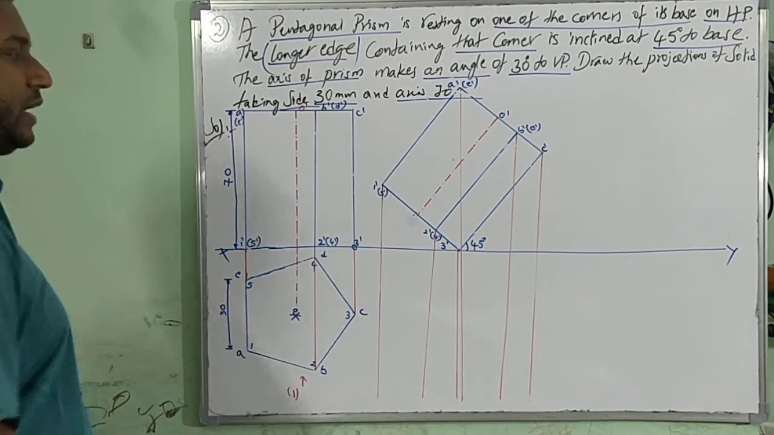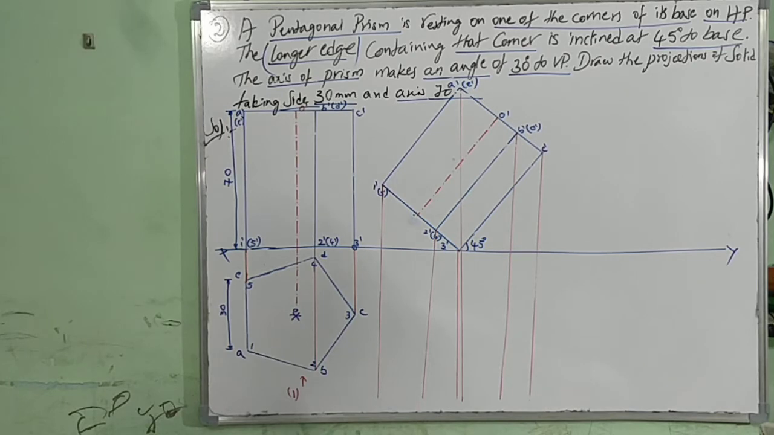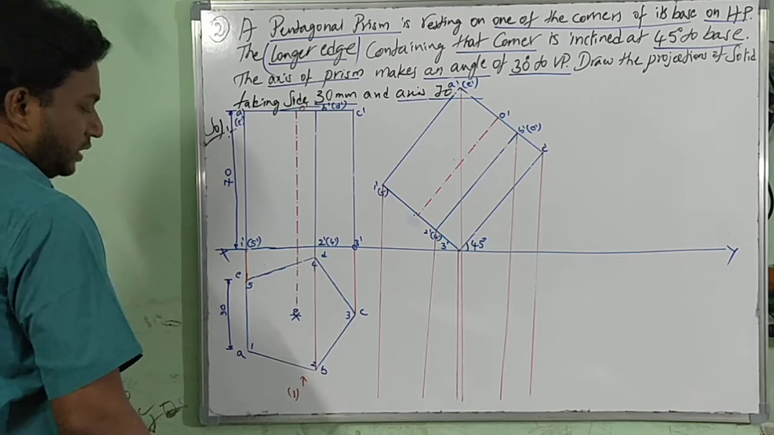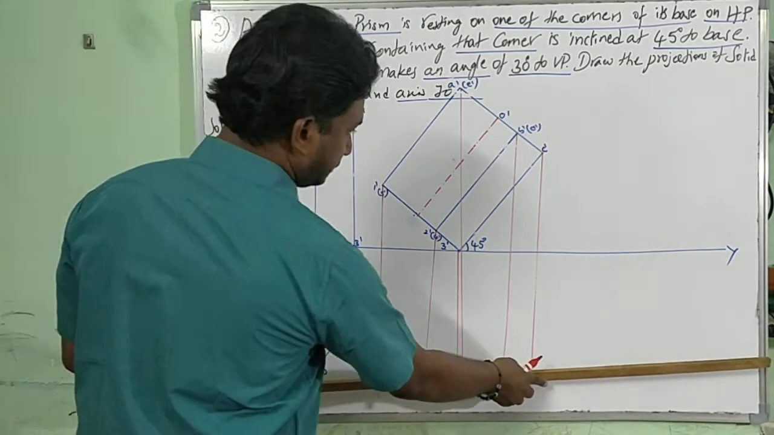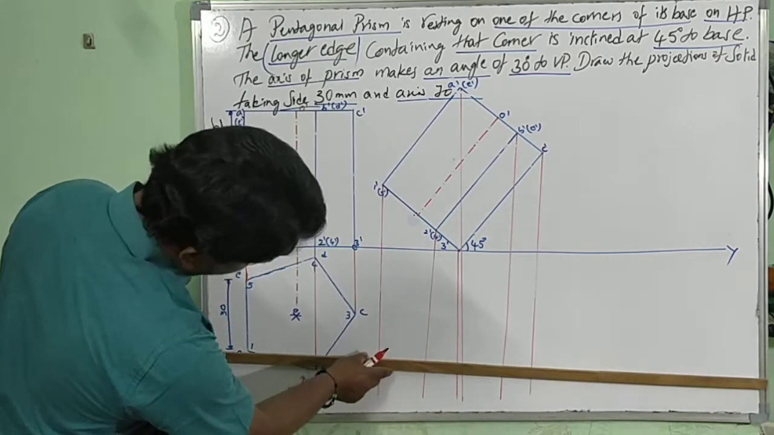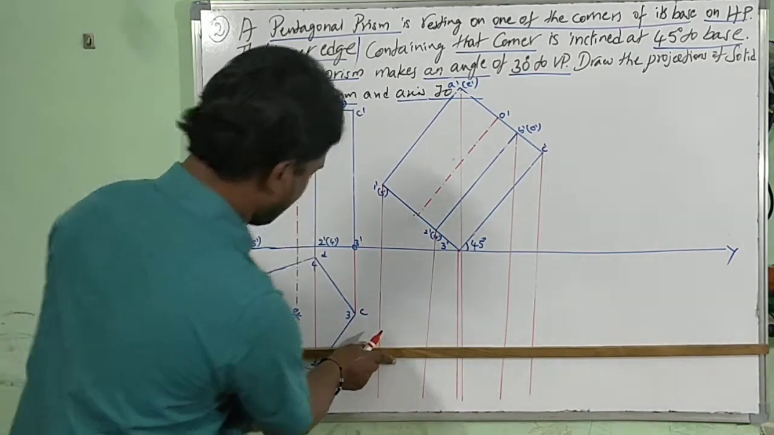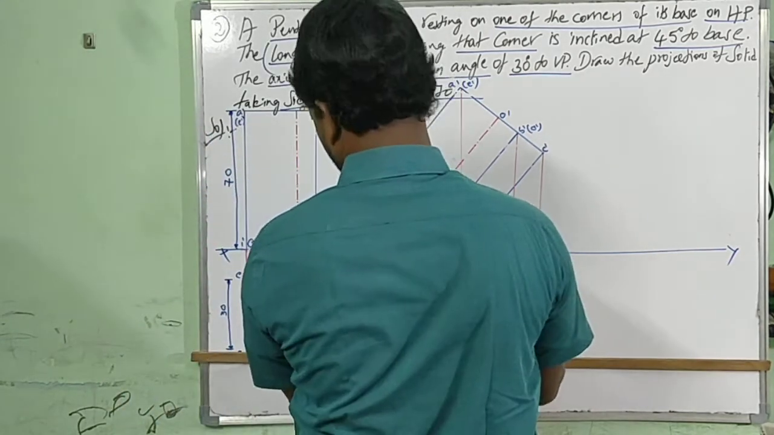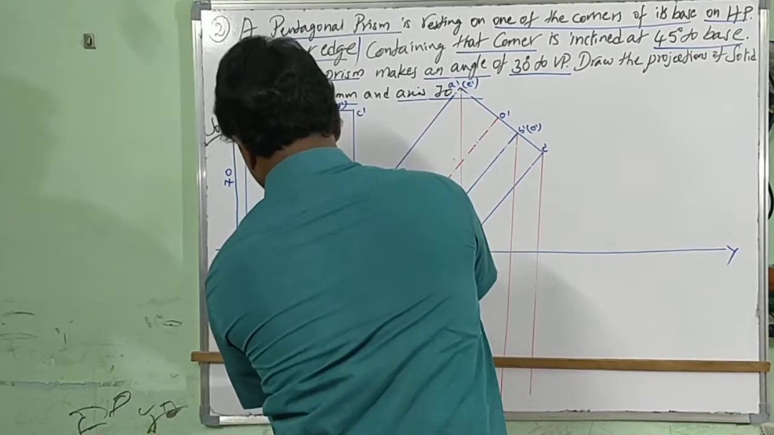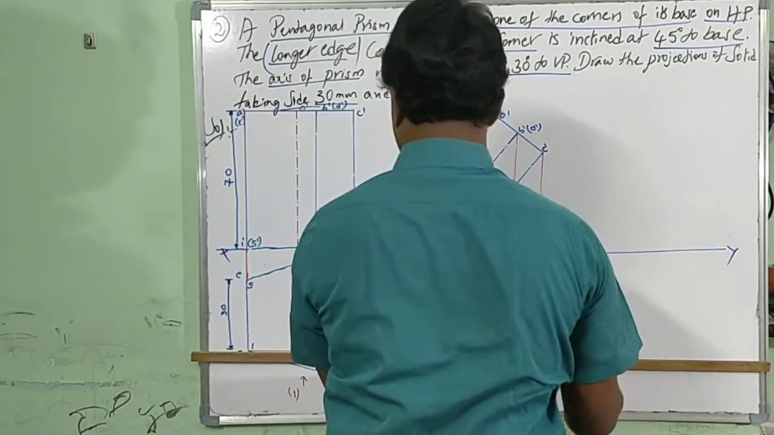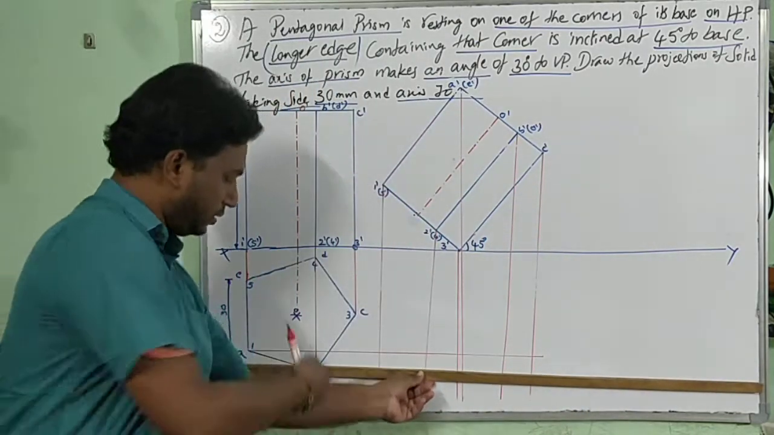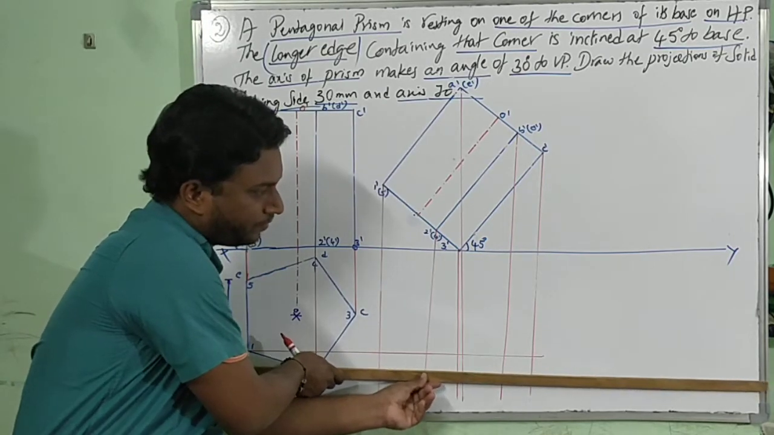Vertical projectors from 1 dash, 2 dash, 3 dash, 4 dash, 5 dash, A dash, B dash, C dash, D dash, E dash. Now horizontal projectors. Horizontal projectors same from A, first stage top view, B, first stage top view. See, you can look at from B, this bottom B I am drawing.